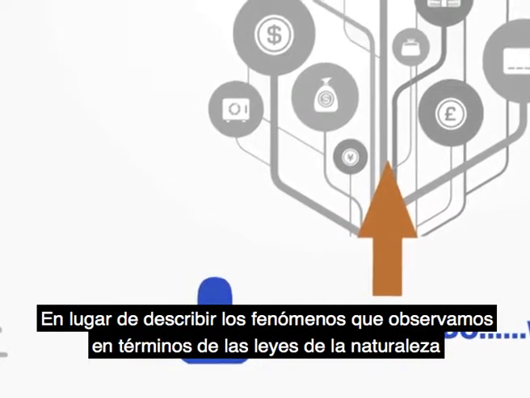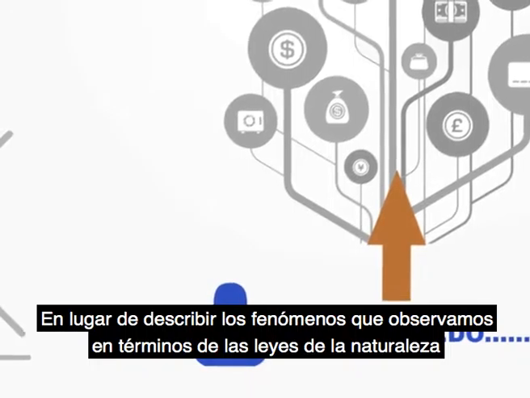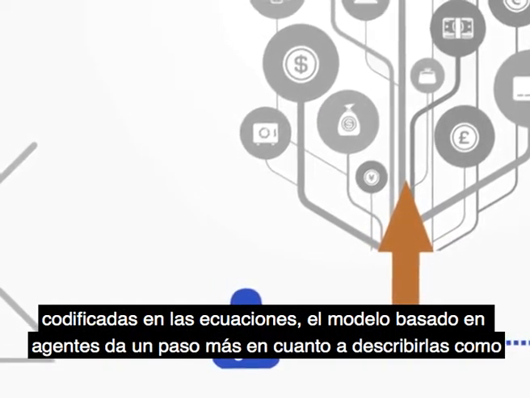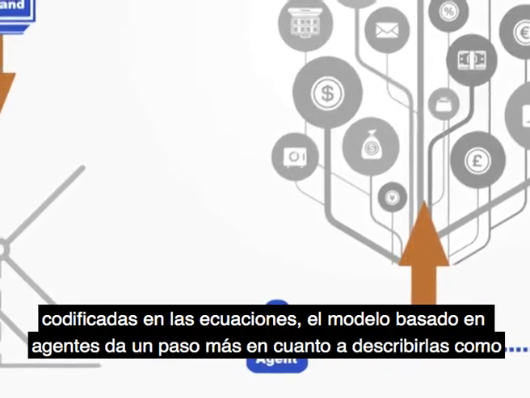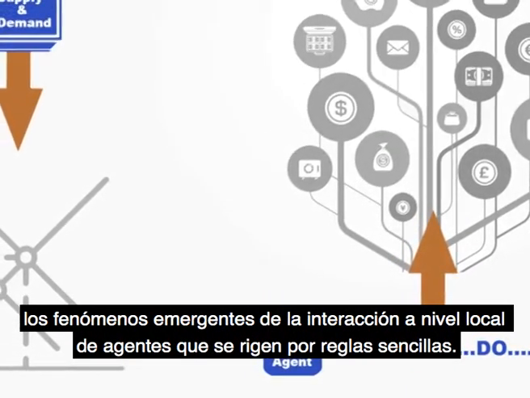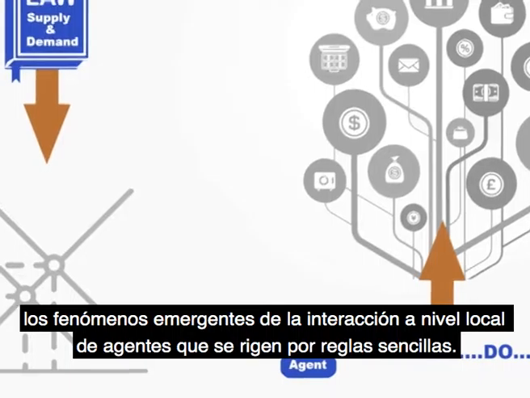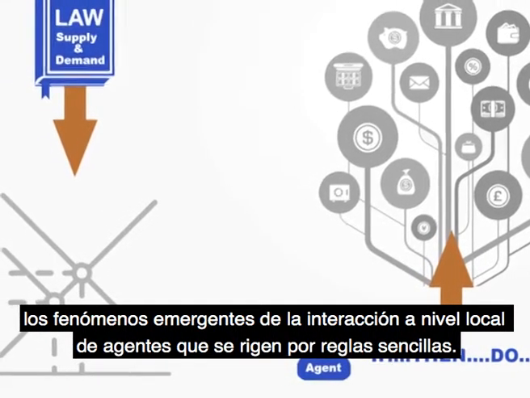As opposed to describing the phenomena we observe in terms of laws of nature encoded in equations, agent-based modeling takes a more bottom-up approach, describing them as the emergent phenomena of local-level interactions of agents that are governed by simple rules.